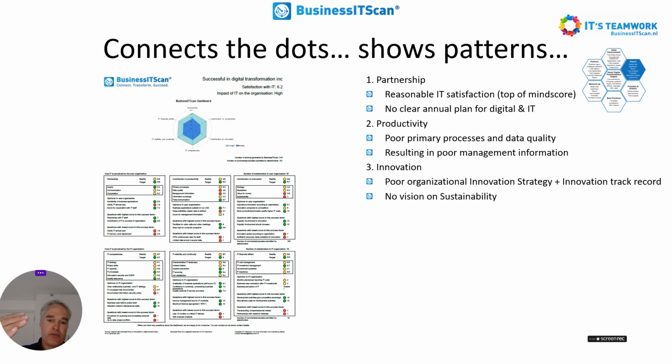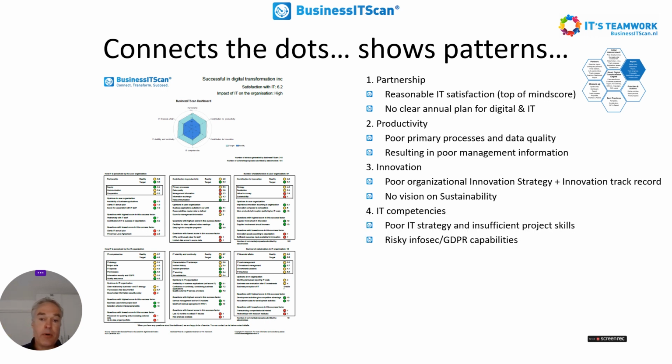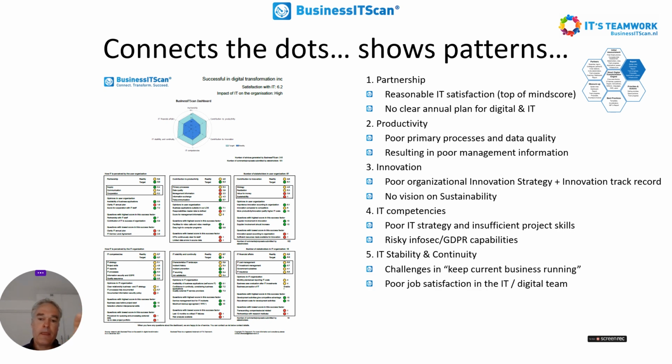Because if we look at the third success factor, we see quite some organizations that don't have a clear organizational strategy for innovation, and they have a poor track record in realizing innovation. Partly because there is a poor IT strategy and there is insufficient project skill. So all in all, we connect these dots, and especially if we also observe that according to the stakeholders, there are challenges in keeping the business running. The basic recommendation is first the basics, and then probably work on new innovative concepts.